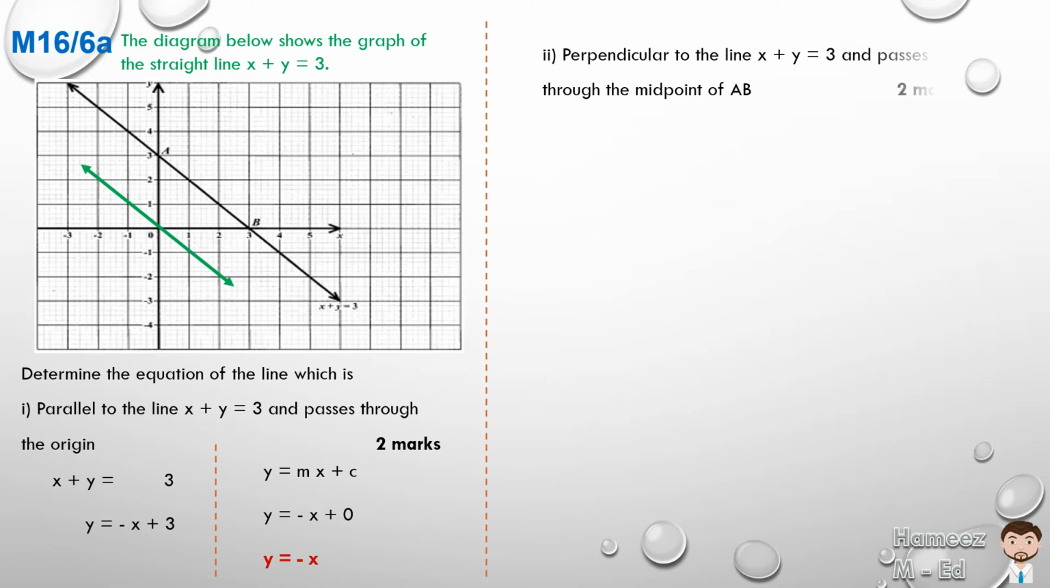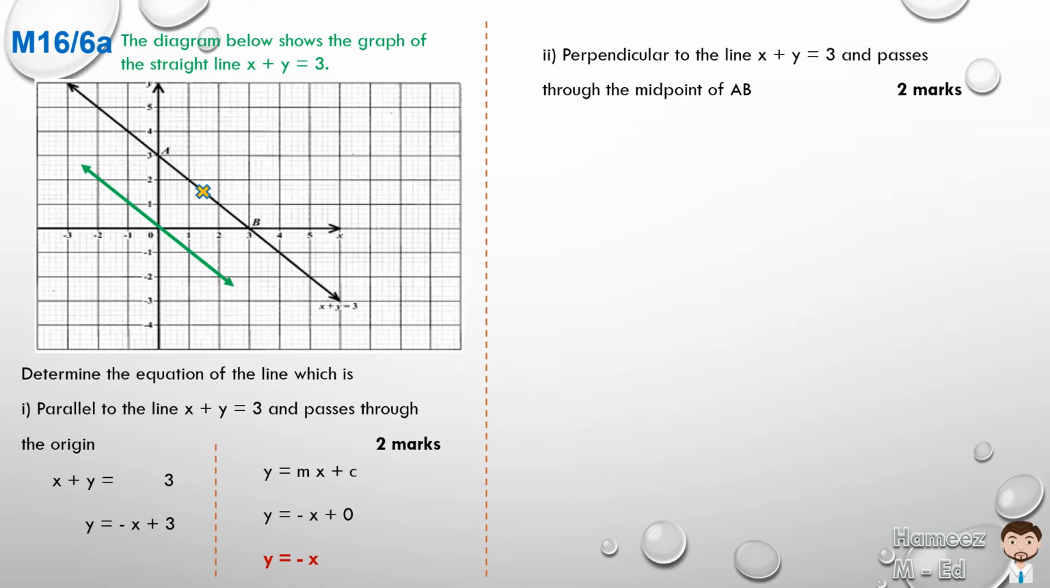For part 2, determine the equation of the line which is perpendicular to x plus y is equal to 3, to the original line, and passes through the midpoint of AB. So one of the first things to do is find the midpoint of AB. Let's put that up as a yellow cross to identify approximately where it is. So maybe we can tell this off from the graph quickly.